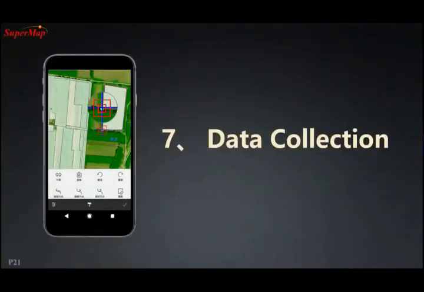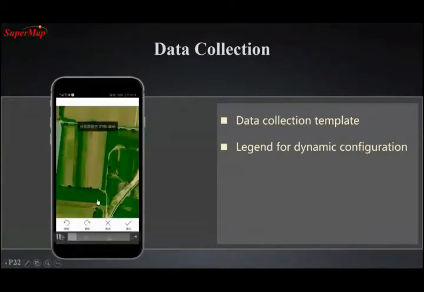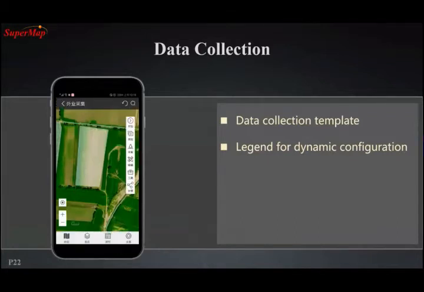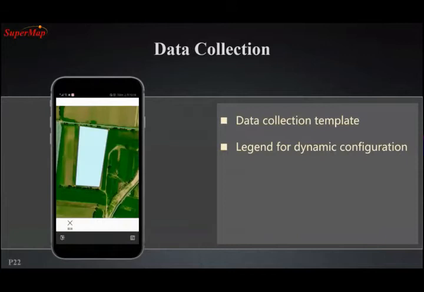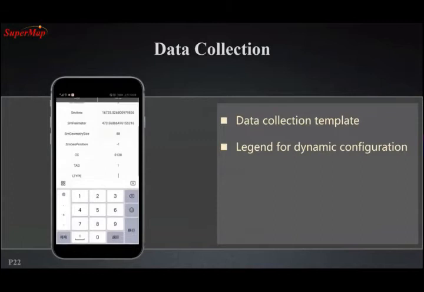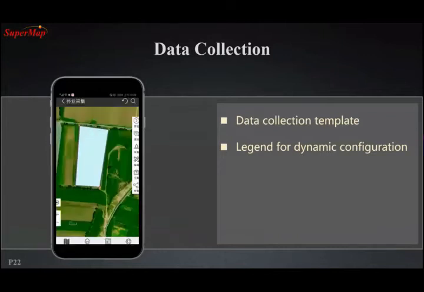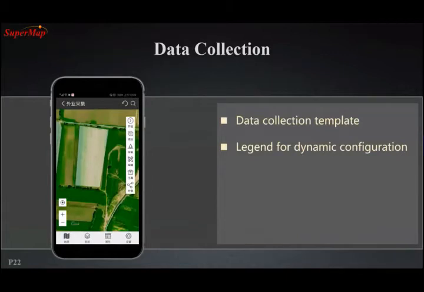And then the last part, and also the most important part, is about the data collection. So from this video, you can see here we draw a polygon, or you can connect the GPS sensor on your mobile to record the location, the XYZ, and generate a polygon. And also we provide a template. So after you collect the spatial data, you can also type some attribute data in this template. Then it can upload the data together.